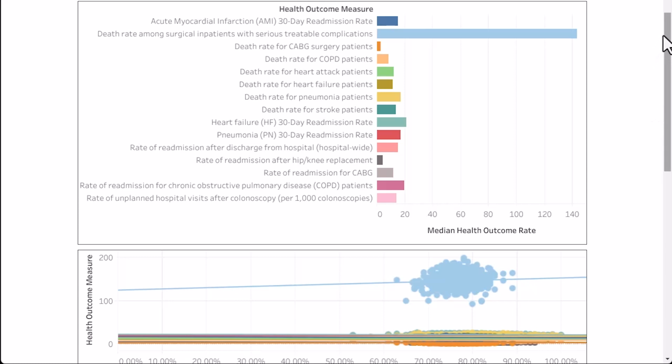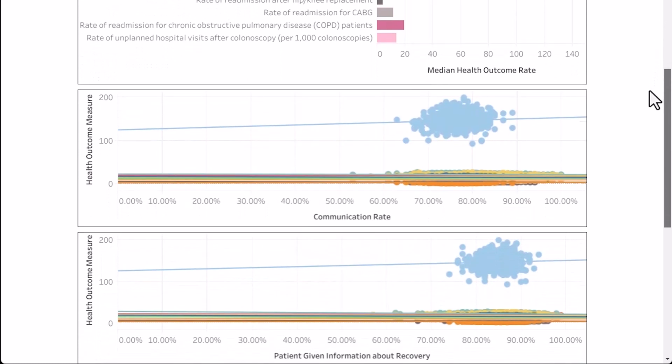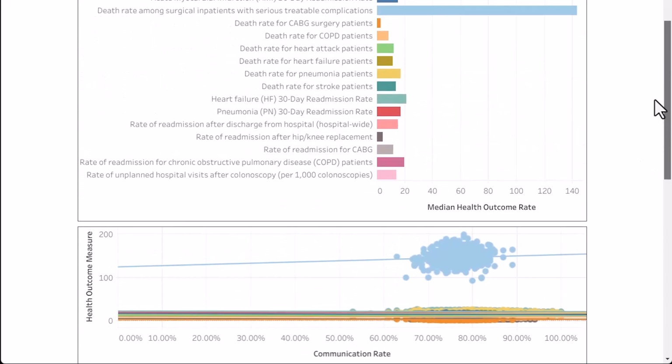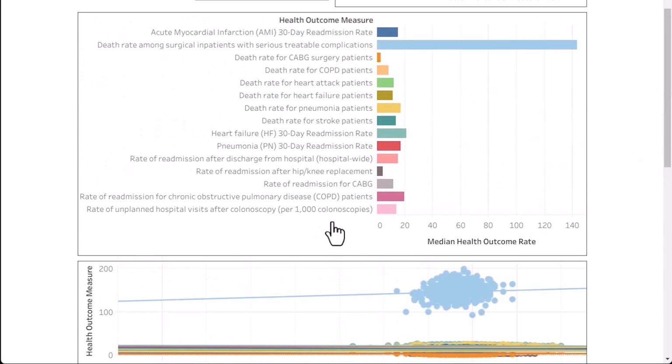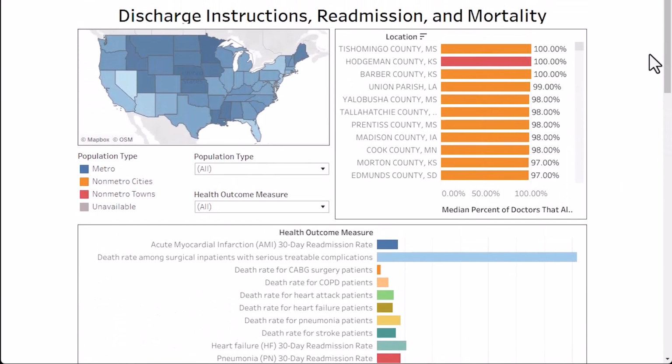Now we can take a look at those health outcome measures as well and compare them to communication rate or the rate that patients were given information about recovery. So we can look at the correlation between that communication rate or information about recovery rate and the health outcome measures. Now the health outcome measures are all identified in different colors, and those colors correspond to the color that you see here. So now we can modify this dashboard to be able to look at specific data.